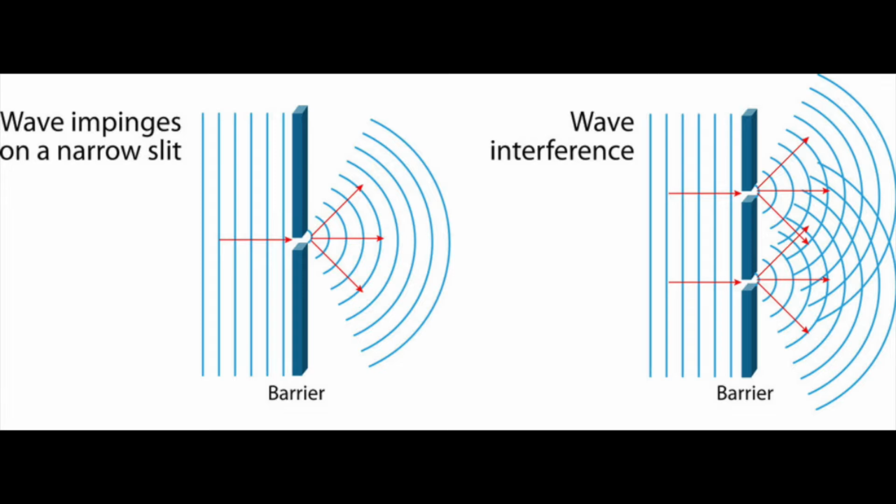If you have a wave that's going up against a barrier and the barrier has a slit in it, then when the wave goes through, it spreads out, like you can see in the picture on the left. As long as the slit is of a similar magnitude as the wavelength of the wave, you'll see this occurring. It creates wave interference if you have more than one slit.